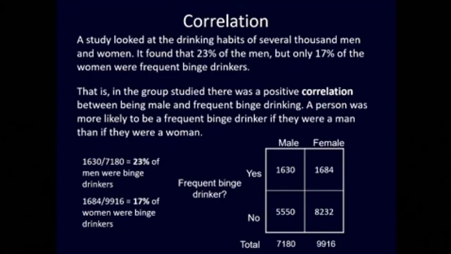Here's another example. A study looked at drinking habits of several thousand men and women, this is a real study, and found that 23% of the men but only 17% of the women were frequent binge drinkers. Let me just pause there. How do they know that? They did a survey, right? What might have been some of the problems with doing a survey to find out from their sample of thousands of people how often you went on a drinking binge?